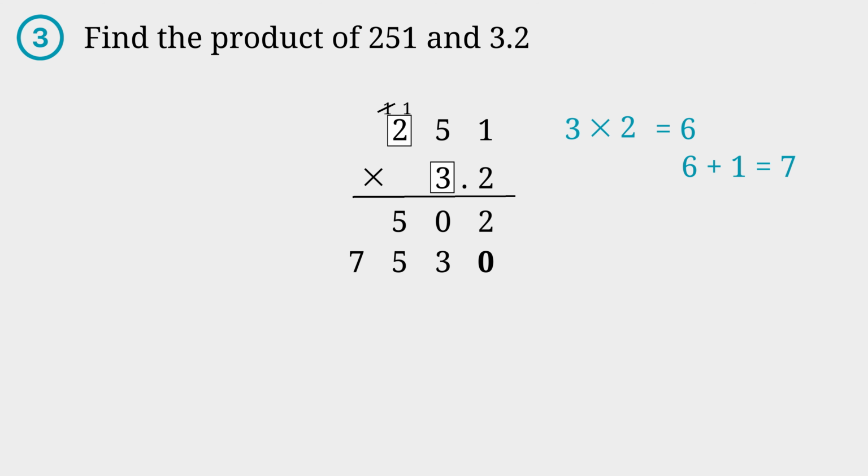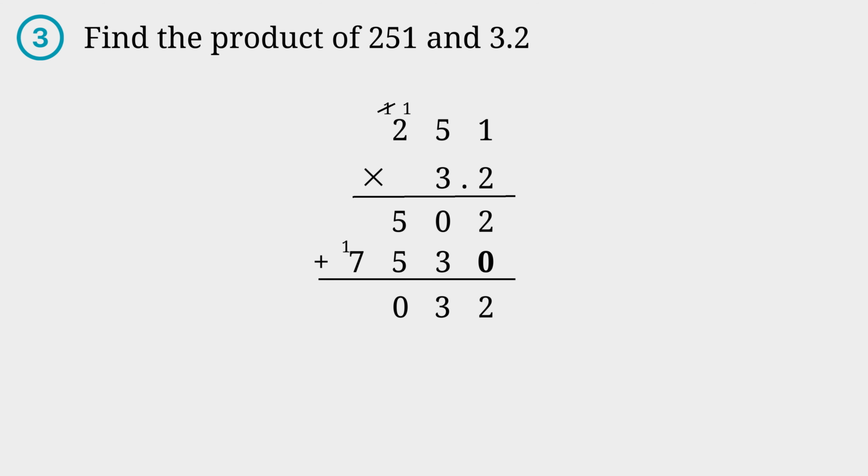Now add your two multiplied lines together. 2 plus 0 is 2. 0 plus 3 is 3. 5 plus 5 is 10. Write the 0 at the bottom and add a small 1 to the 7. Thus, 7 plus 1 is 8.